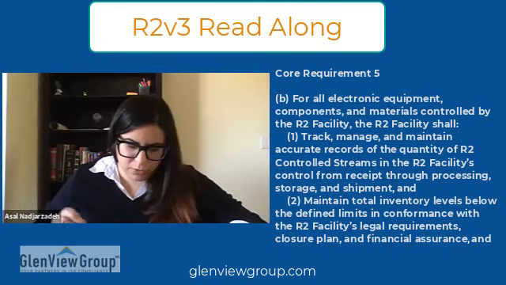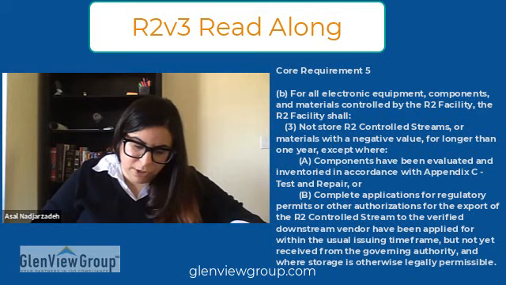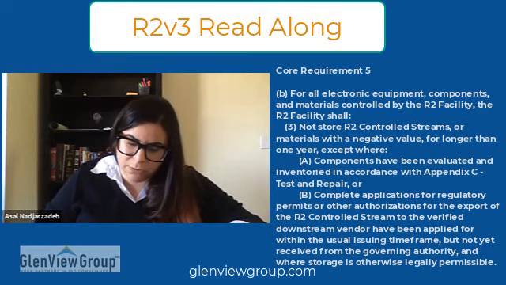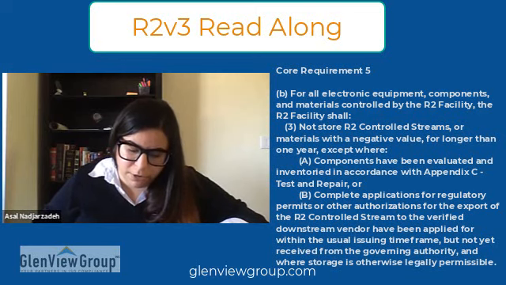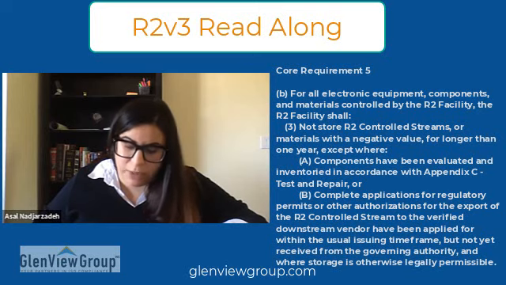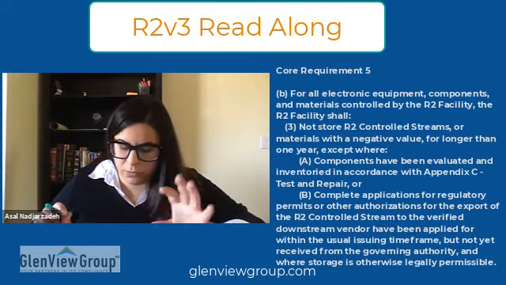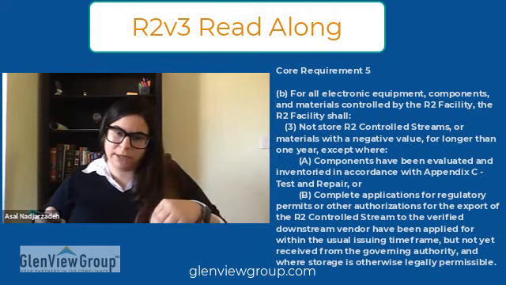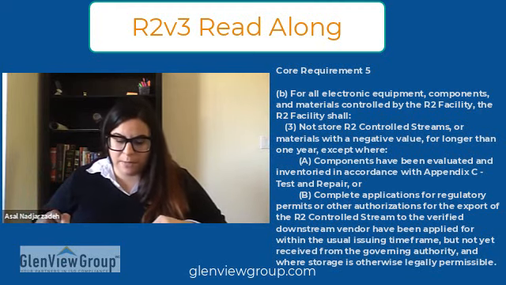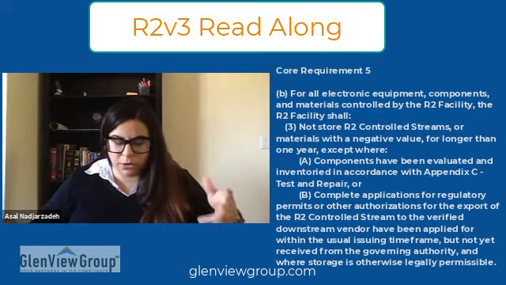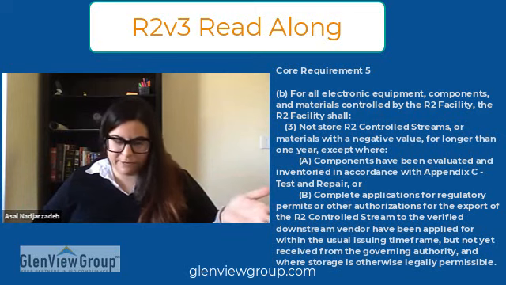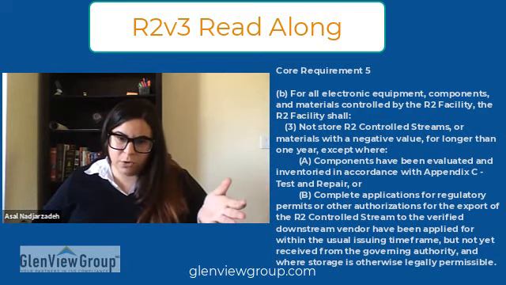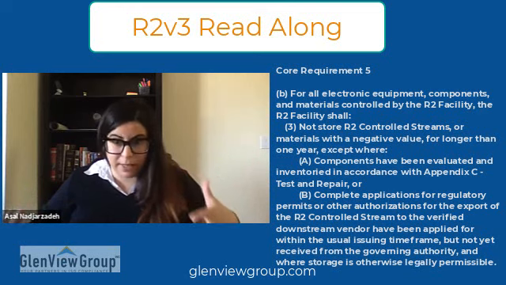Okay. So section 3: for all electronic equipment, components, and materials controlled by the R2 facility, the R2 facility shall not store R2 controlled streams or materials with a negative value for longer than 1 year. So let's talk about this first, and then we'll get into the exceptions to this rule. Again, R2 controlled streams, we talked about what they entail, and material with negative value, we talked about that. So this creates more of a labeling requirement, right?